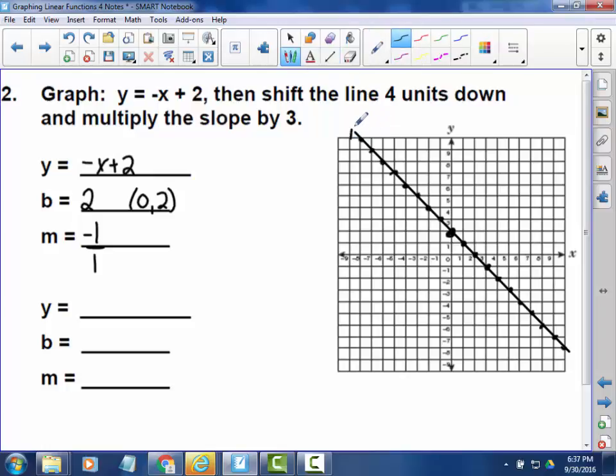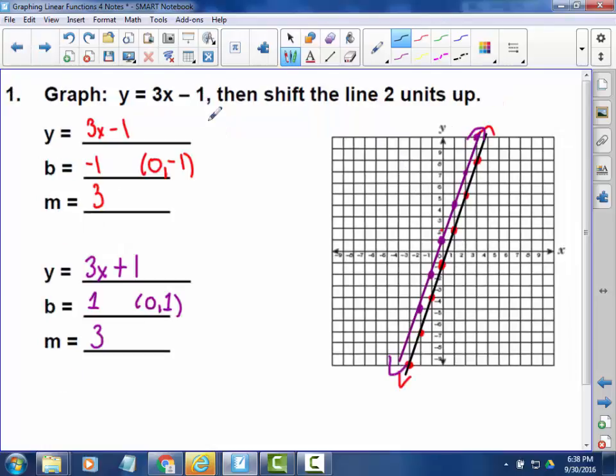And there we have the line, y equals negative x plus 2. Oh, you know what? We didn't label our lines on the previous one. Let's go back and do that. Our first line here was y equals 3x minus 1.